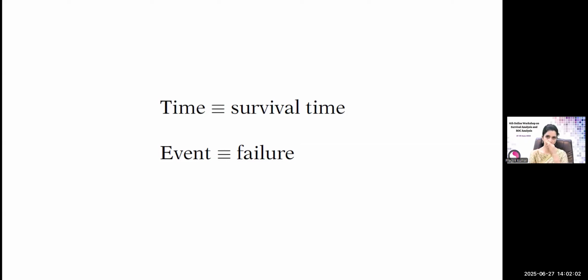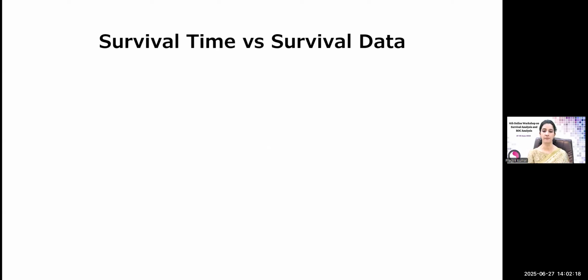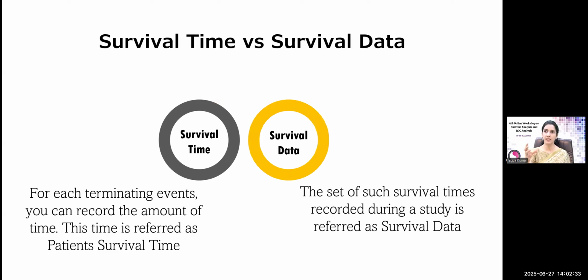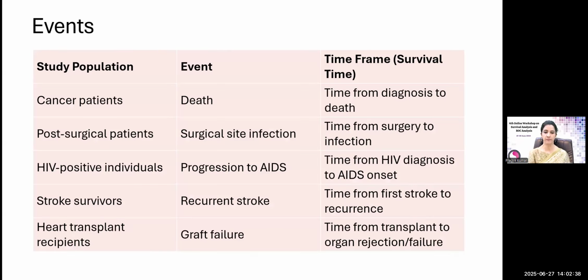So please remember, whatever time we are measuring is the survival time, and we say it as the time until that event, and the event is a failure. Whenever that event happens, that means that person has failed. So we call it failed or not failed. If failed, that means the event has happened. Again, we have two terms here: survival time and survival data. For each individual we record the amount of time, and this time is known as the patient's survival time. And this whole set of such survival times is known as the survival data.